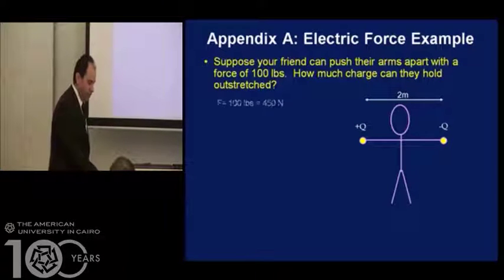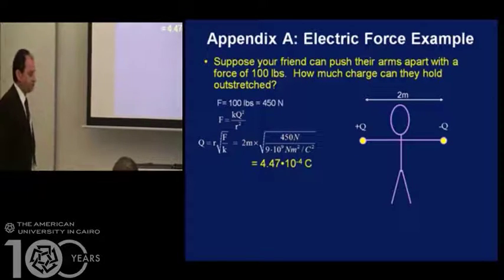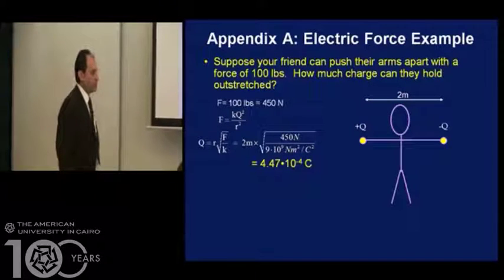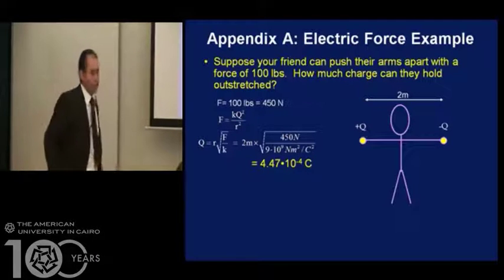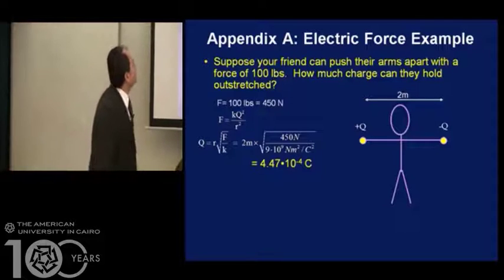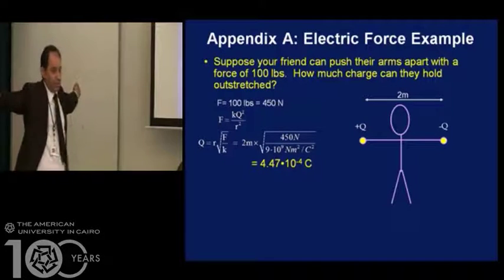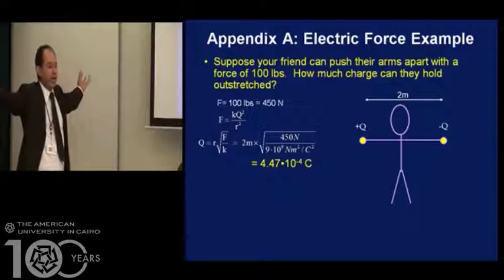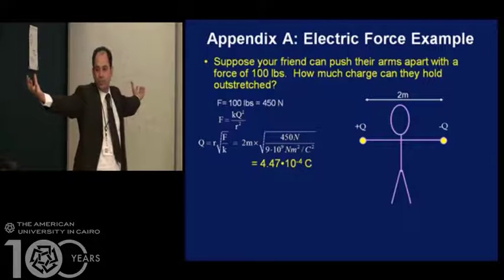A very interesting example here, guys. Assume that your friend can push their arms apart with a force of 100 pounds. How much charge can they hold outstretched? How much charge can they put? I can do this, that force by 100 pounds. How much charge can I have in each hand? It has to be a charge almost equal to that 100 pounds in each hand.